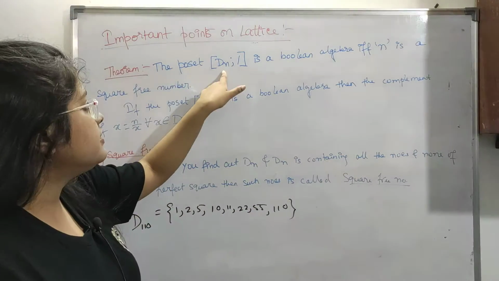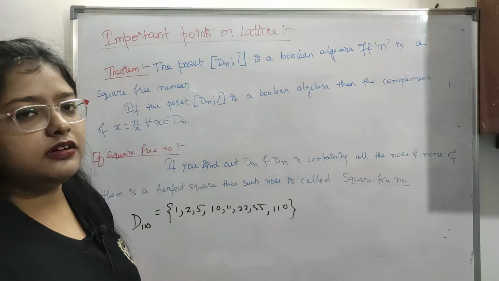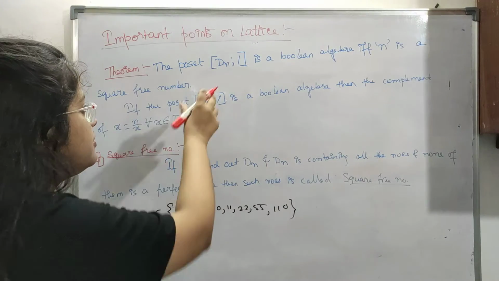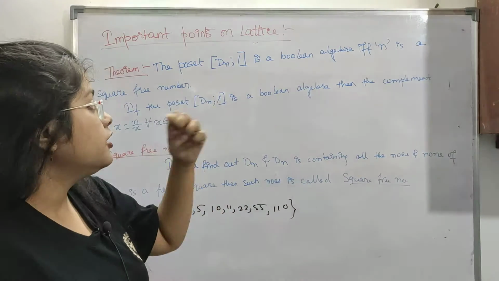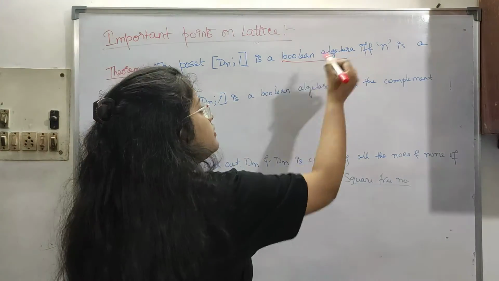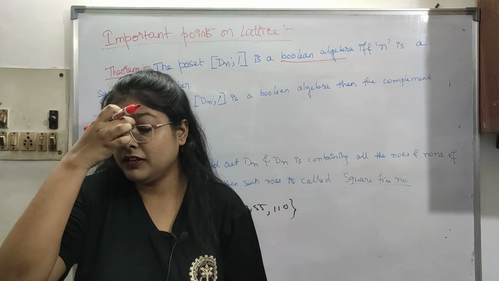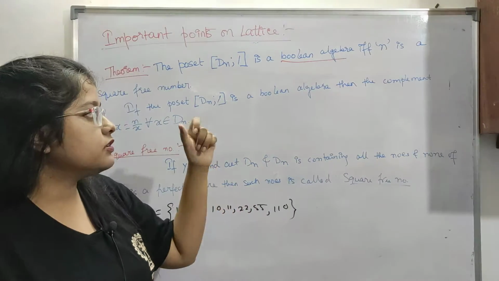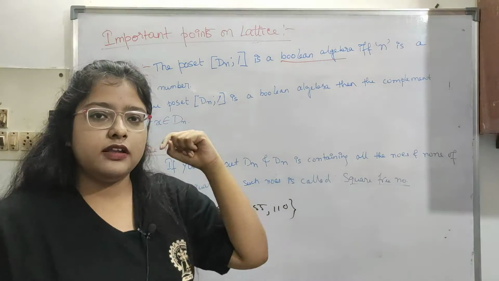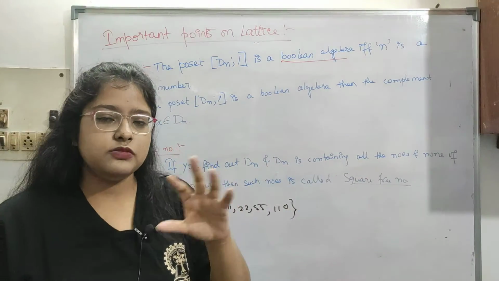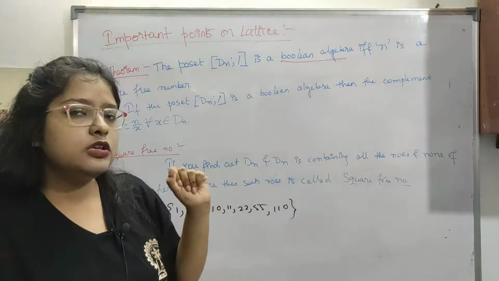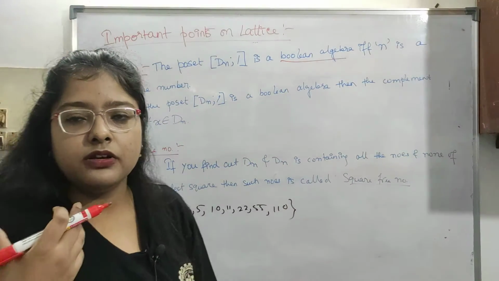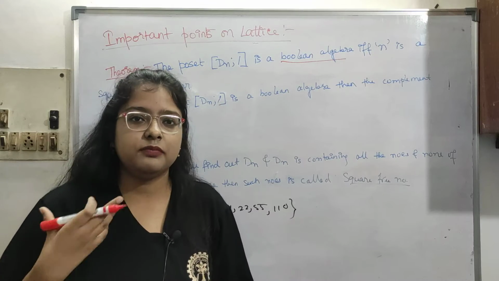Theorem: the poset dn, so dn is the set, and divisor is the relation. I hope we have done all this a lot of times. It is a Boolean algebra. Boolean algebra means, as we have already seen in previous videos, that if the lattice is both distributive and complemented, then it is a Boolean algebra. Distributive means it holds the distributive properties, and complemented means each element has at least one complement. We have already done this in detail in previous videos, so I am not going into detail here, because it will make the video longer and it may feel tiring.